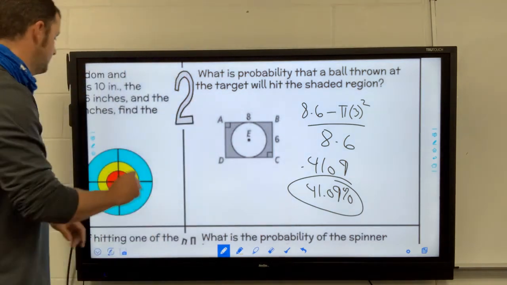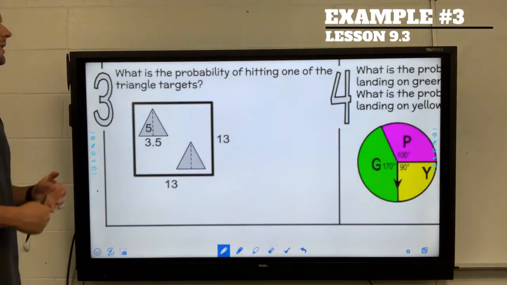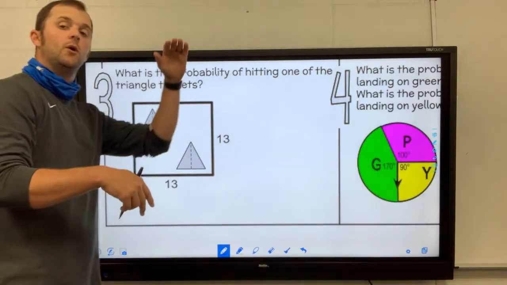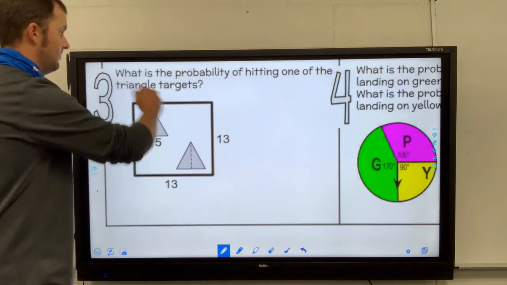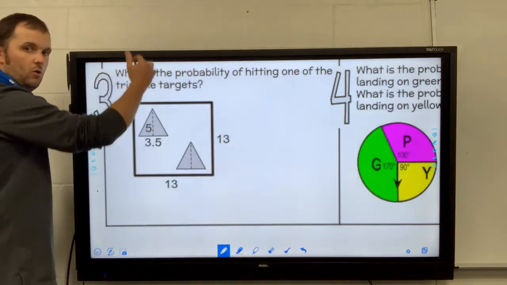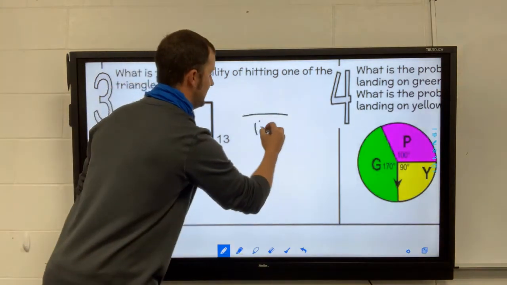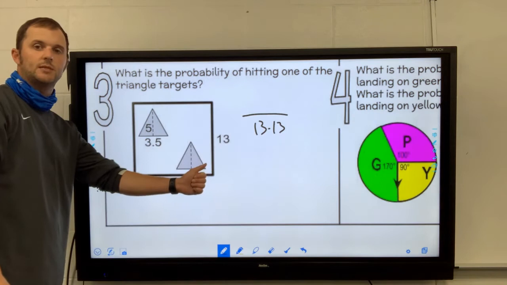Moving on to example number 3. Okay, so on number 3 it says, what is the probability of hitting one of the triangle targets? So remember, we're doing what we want on top and then the total on bottom. So my total target is going to be the whole rectangle or square here, right? So that means on bottom, I have to take the area of a square, which is going to be base times height, which is 13 times 13.